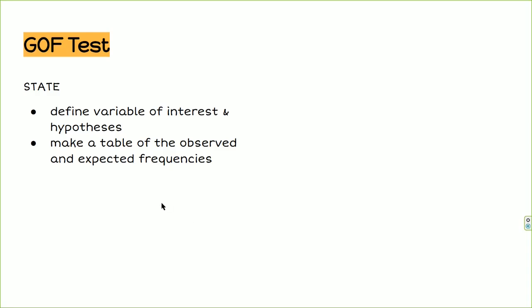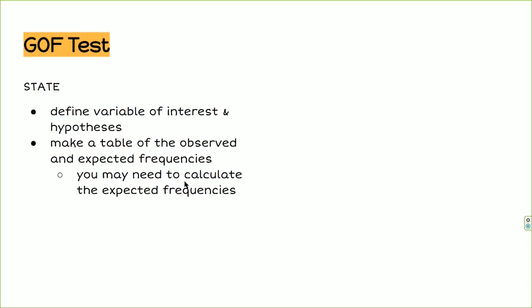You should also, if a table isn't given to you, put the observed and expected frequencies into a table. You may need to calculate the expected frequencies. Oftentimes they'll give you probability or percentages or ratio, and you'll have to figure out what these are. And so we'll take a look at how to do this with a couple of examples.